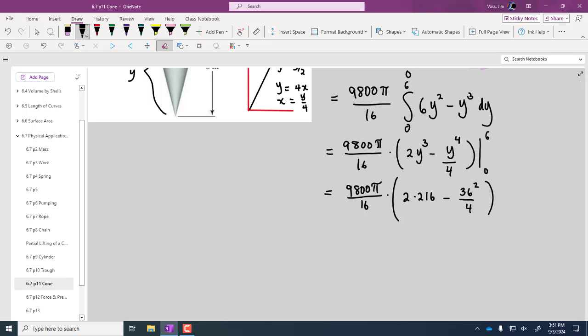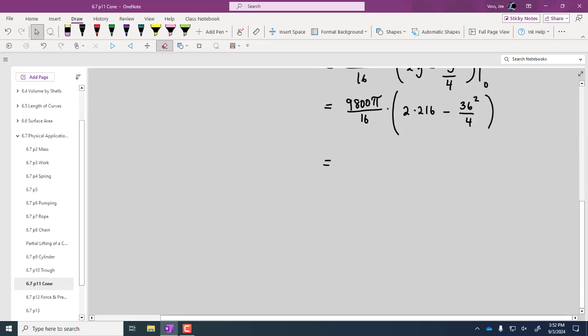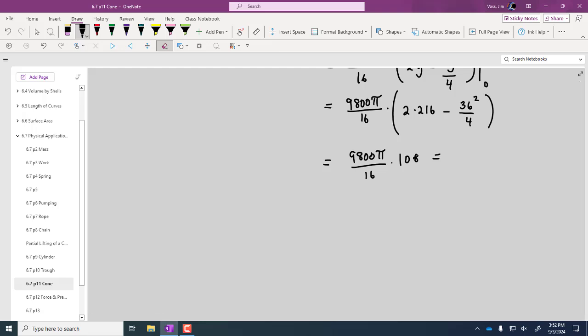And we'll leave the pi in there. We won't take away the pi. So we're going to have all this stuff minus 36 squared, divided by 4. So that's all 108. So this is going to be 9,800 times pi divided by 16 times 108. So divide by 16 times 9,800. And I'm getting, hopefully somebody can confirm this.